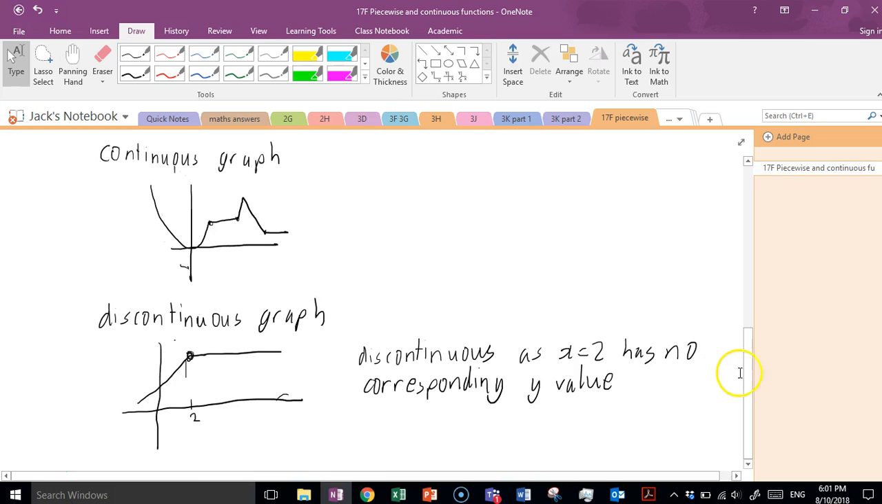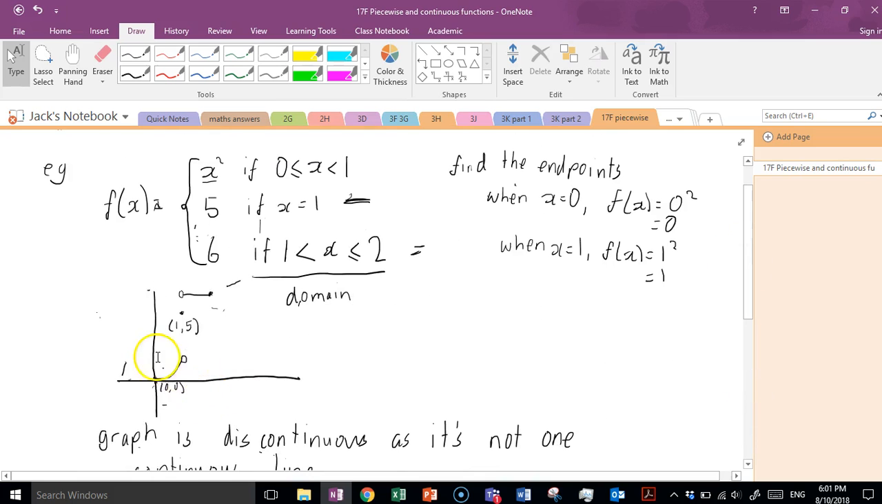Okay, so while this graph looks continuous, the fact that there is that open circle there would mean it's a discontinuous graph. And obviously, looking at this first example here, it's discontinuous as between 1 and 2, or at this point along here, there is discontinuity between each of the sections of the graph.